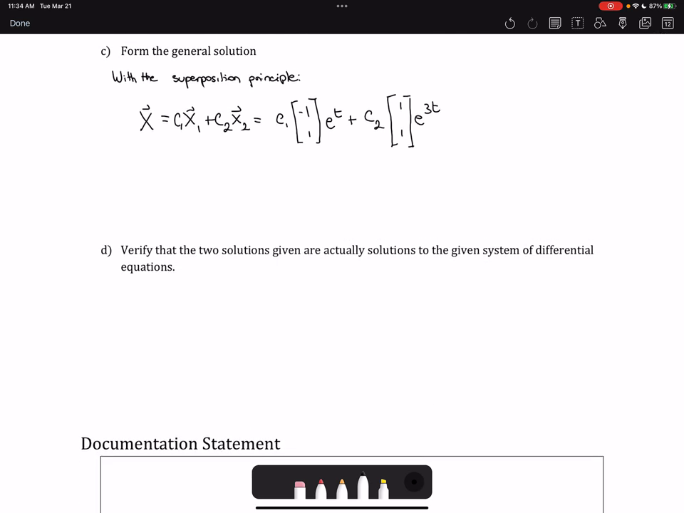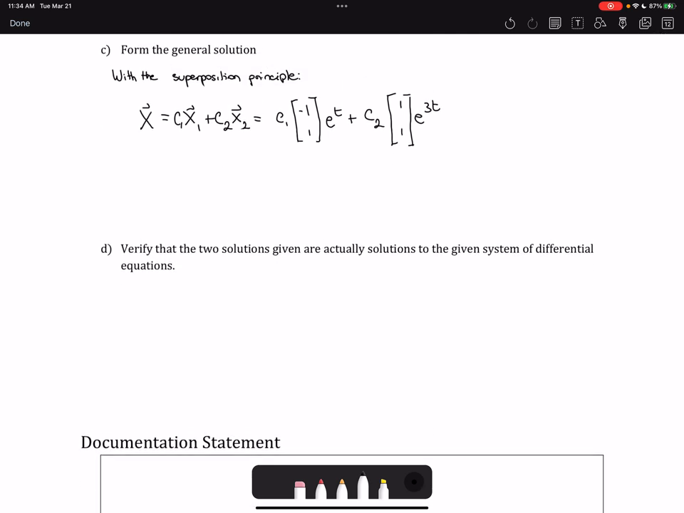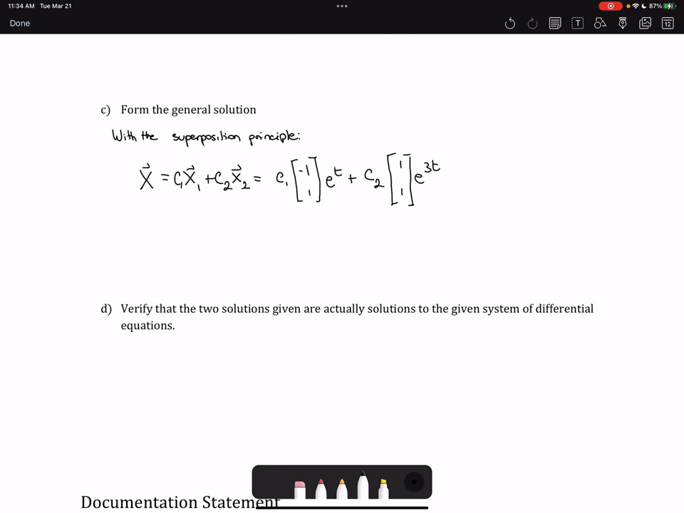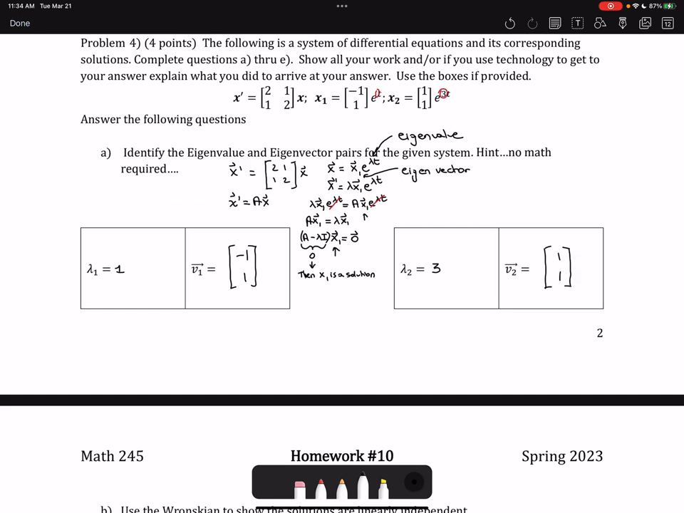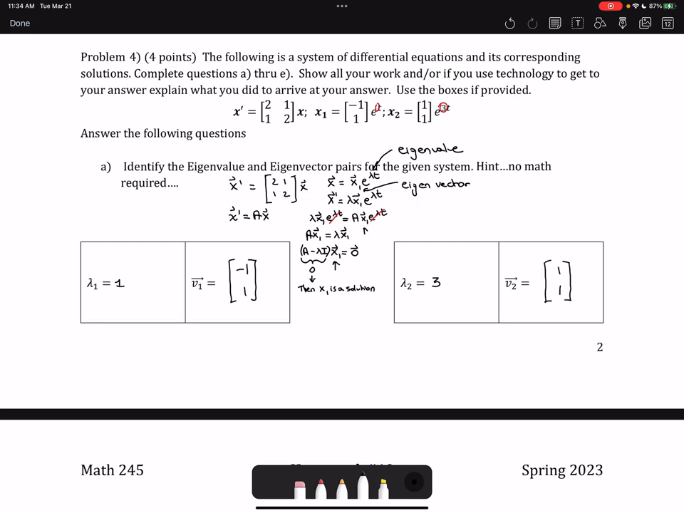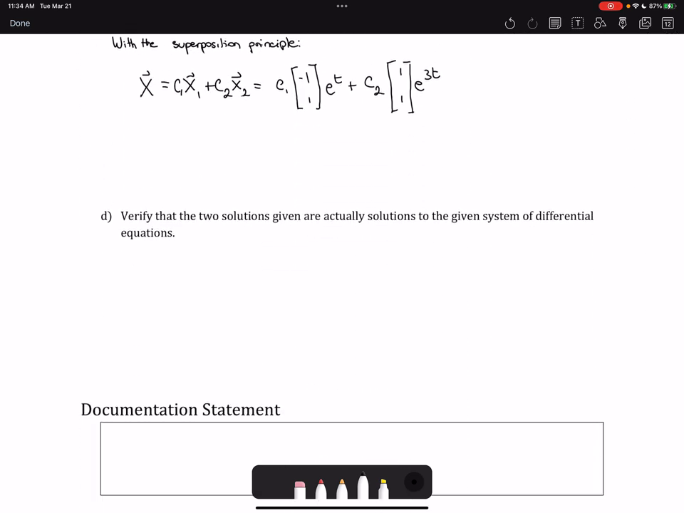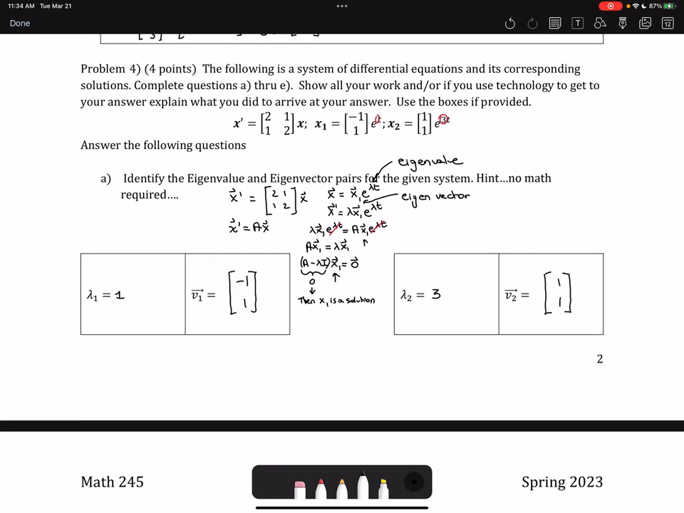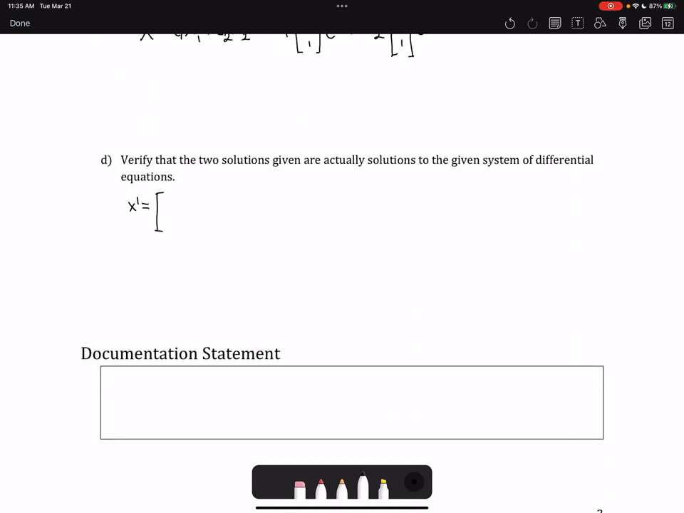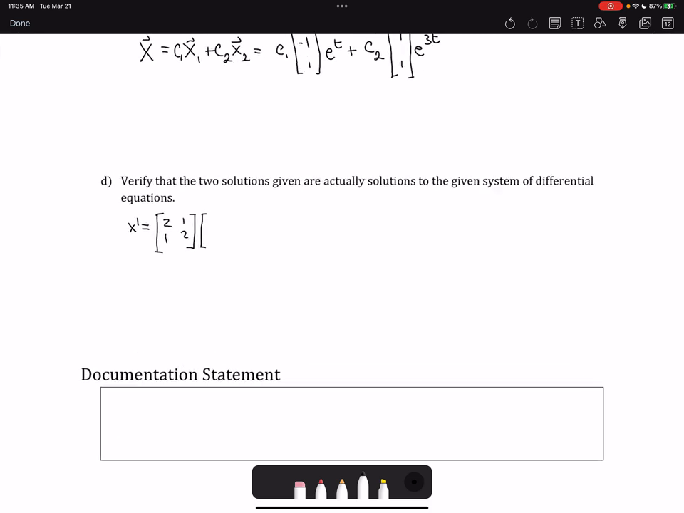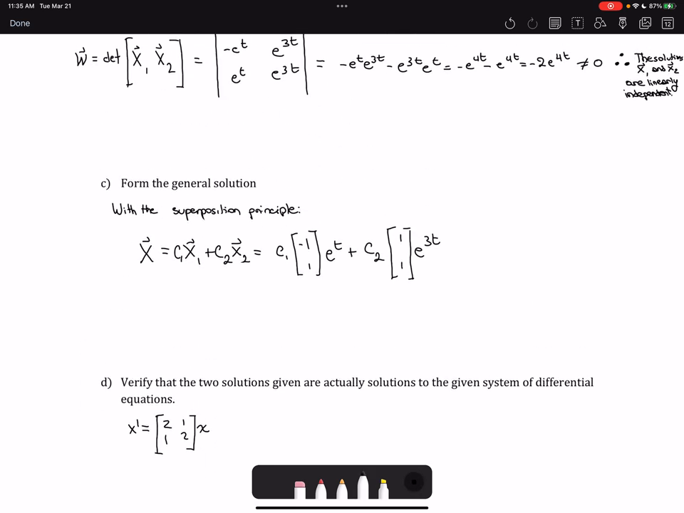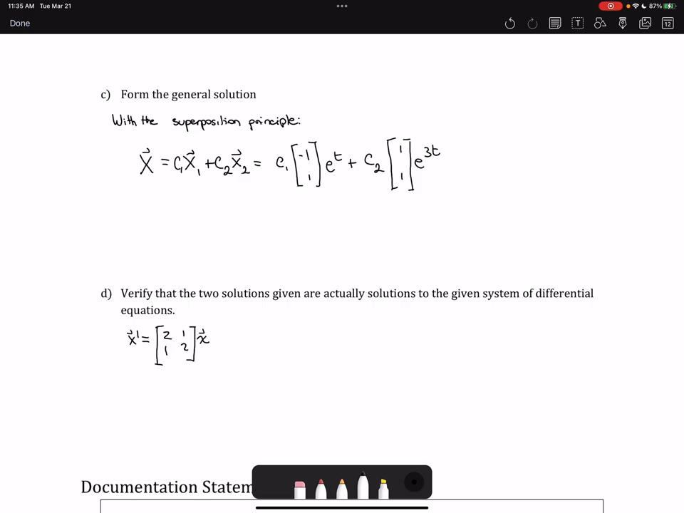And now verify that the solutions given are actually solutions to the given system of differential equations. Now we have to do it twice because we have two solutions. So let's rewrite our system. We have x prime is equal to this 2 by 2 matrix, 2, 1, and 1, 2, multiplied by x. And these are both vectors.